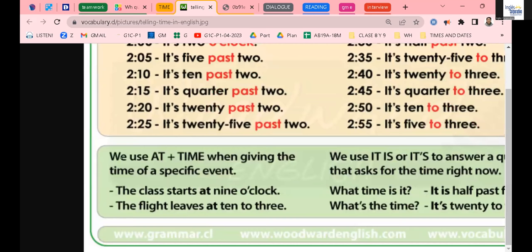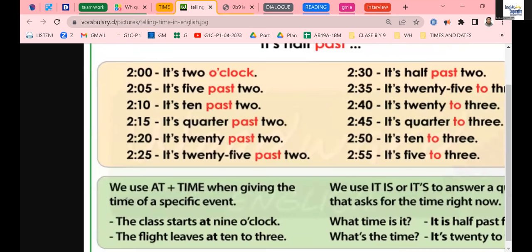We use at plus time when giving the time of a specific event. Okay, example, the class starts at 9 o'clock. The flight leaves at 2:50. Entonces quiere decir que con el tiempo siempre utilizamos la preposición at, ¿verdad? The class starts, la clase inicia a las 8 en punto, right? The class starts at 8 o'clock. The flight leaves at 2:50.